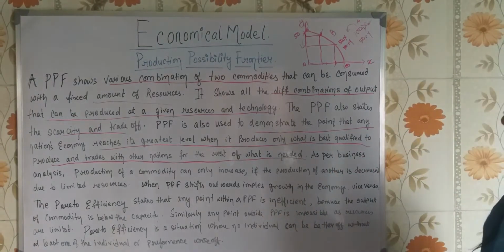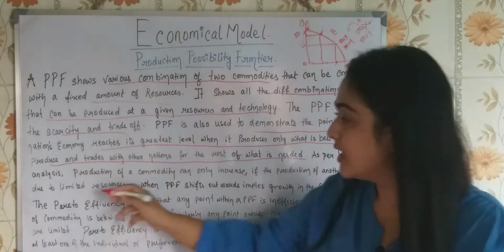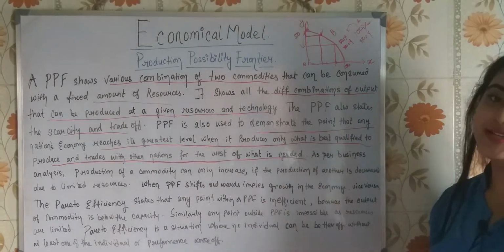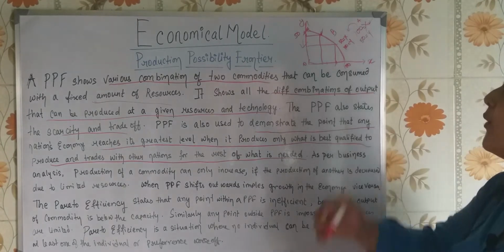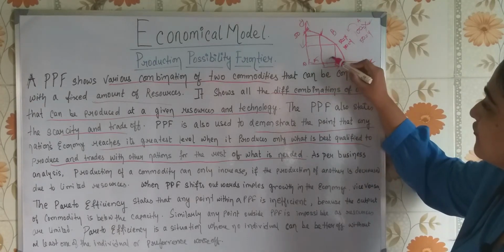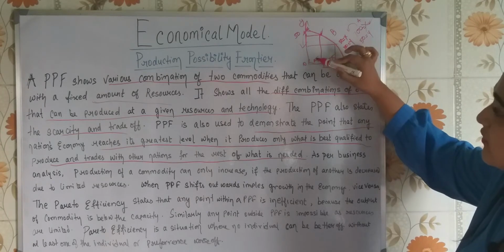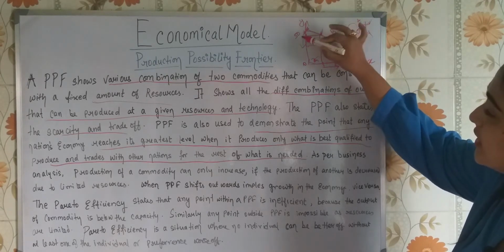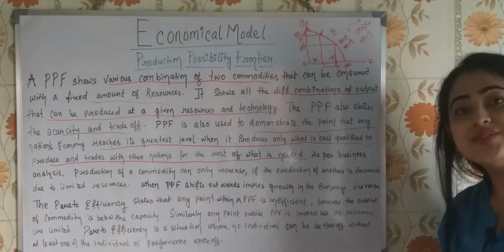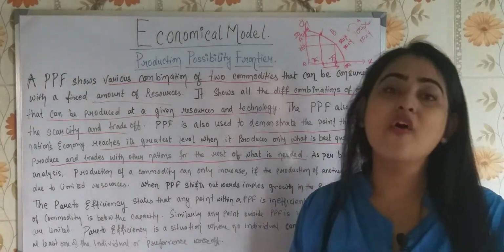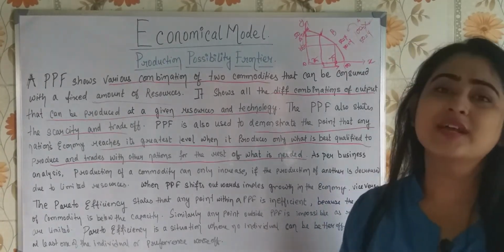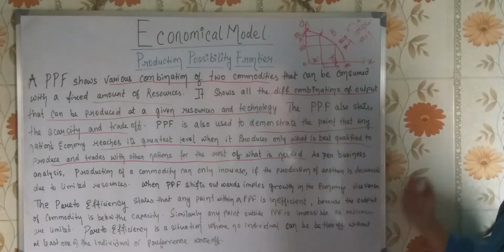Understood? Very simple. Now they are telling what, as per business analysis, production of a commodity can only increase if the production of another is decreased, as we have discussed earlier. If you want to increase the production of X from this point to this point, from 25 to 75 for example, then earlier when X was 25, Y was, let it be 40. But now when X is 75, Y is, let it be 20. Understood? So, for increasing the production of one commodity, the production of another commodity has to be decreased. Why? Because the resources are limited. Understood? So, this is what the PPF is saying.